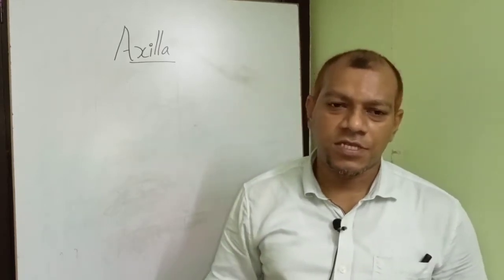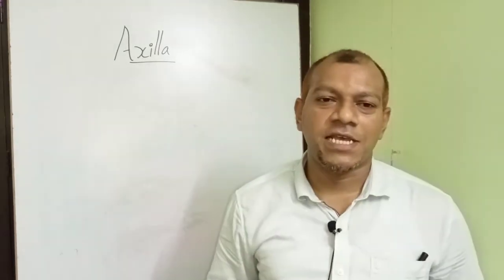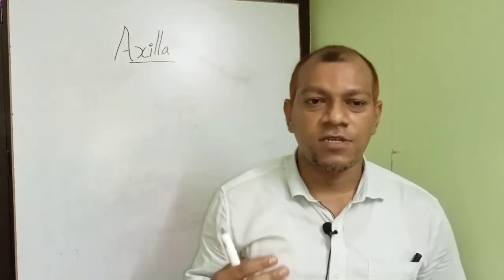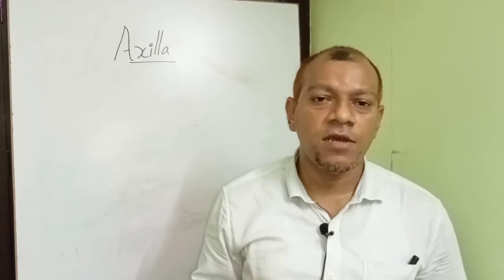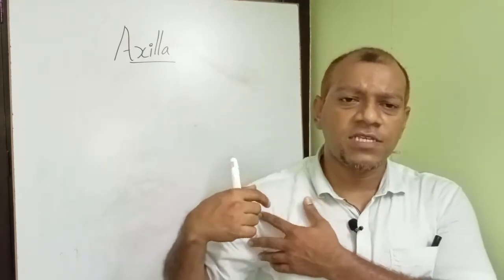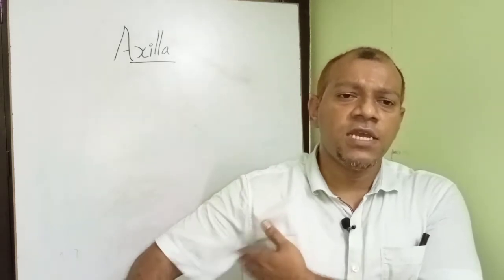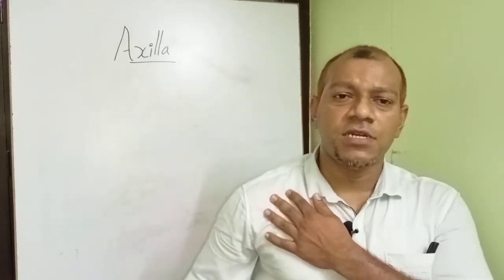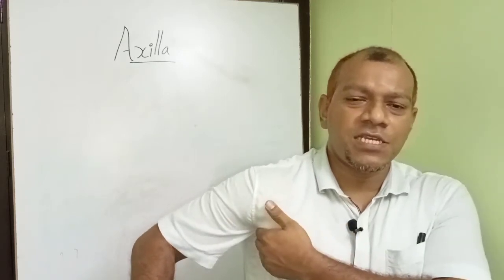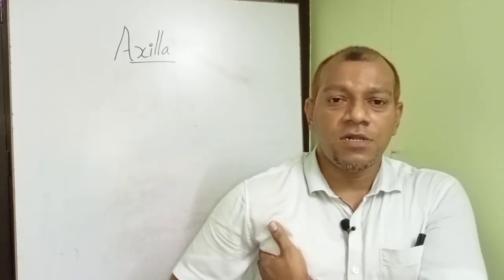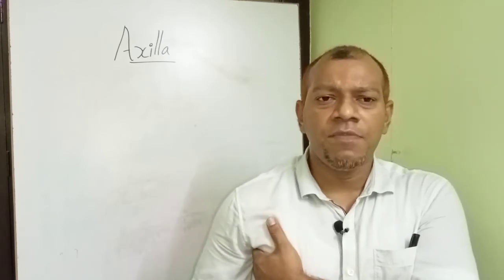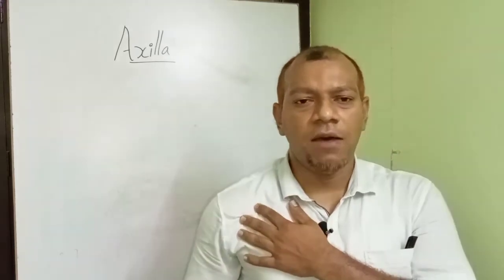So today we are going to discuss a very important topic called the axilla. Before going to see the contents of it, we need to understand what the axilla is. The axilla is also called the armpit, which is located medial to the upper part of the arm and lateral to the thoracic cage. In medical terms, we call it the axilla. In general, we call it the armpit.